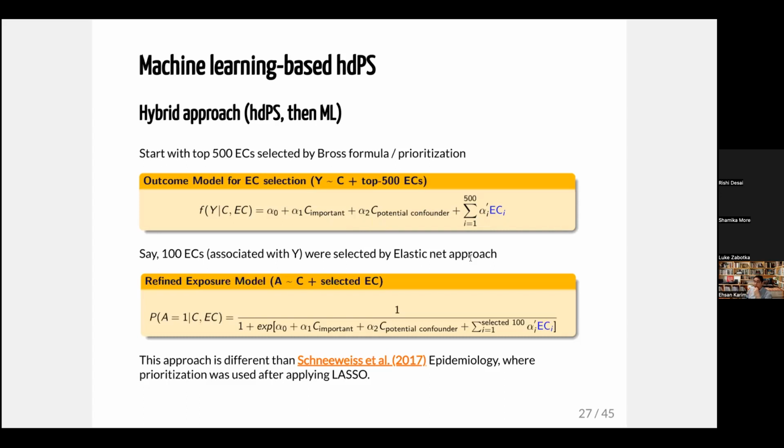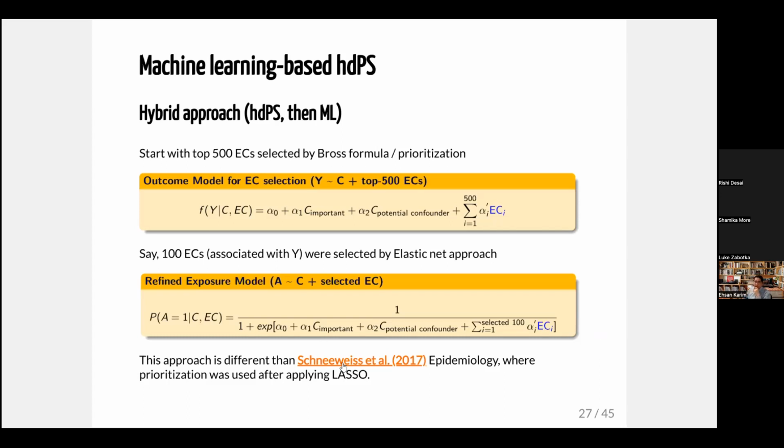Then, for example, out of this elastic net, we find only 100 empirical covariates that were found to be useful in predicting the outcome. You then select those 100 empirical covariates in your analysis, similar to before, and that will give you some understanding of the refined exposure model, of which variables you need to be including in it. Obviously, there are many other hybrid versions that are proposed in the literature.